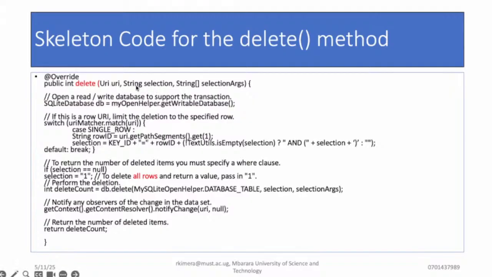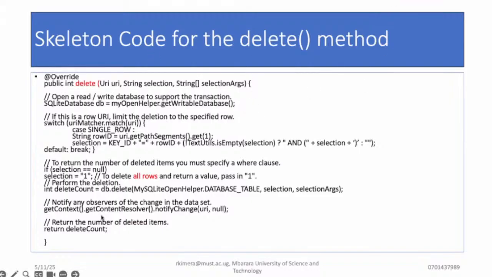Then the string selection is, what are we deleting? Is it a first name, last name also? Then are there any arguments? Arguments like where A equals B, or where A is less than or equal to B, or between this and that. So that's the basic structure.